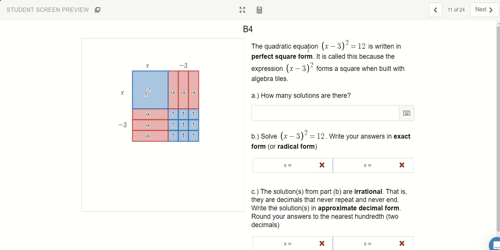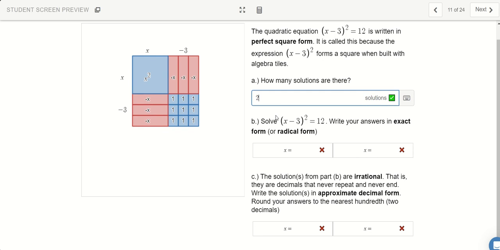So this quadratic equation, x minus 3 squared equals 12, is written as a perfect square. And the reason why it's a perfect square is because we can see what the base and height are. Notice that the base and the height are the exact same thing. So this is a perfect square. So how many solutions are there? A perfect square has 2 solutions.